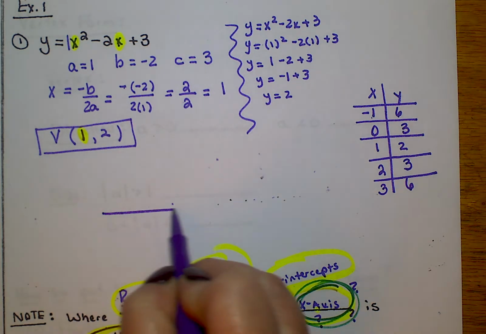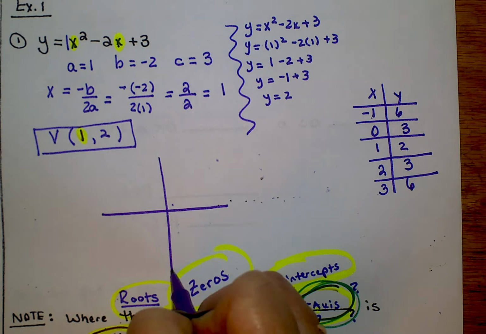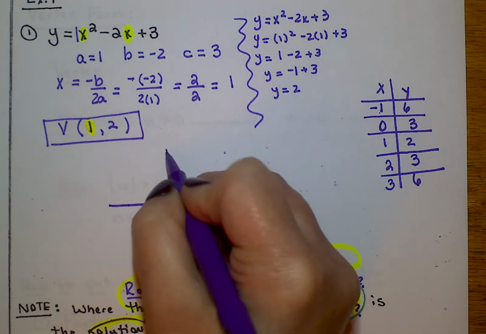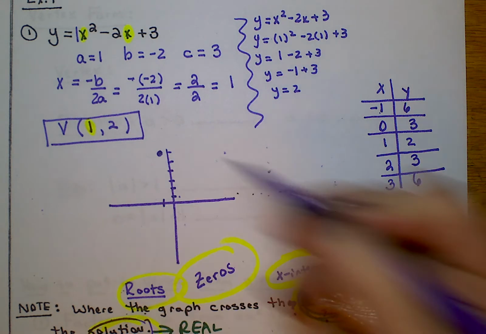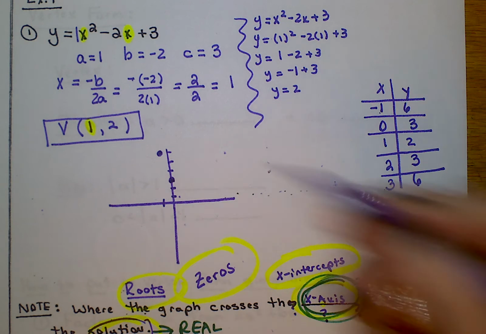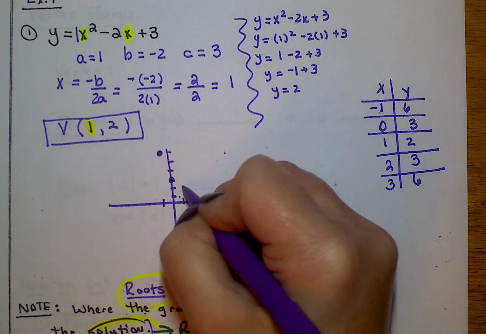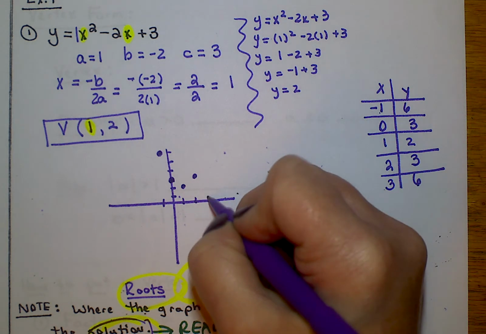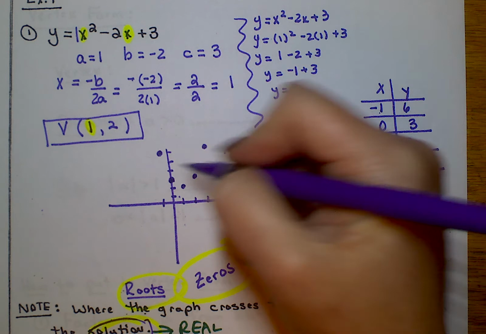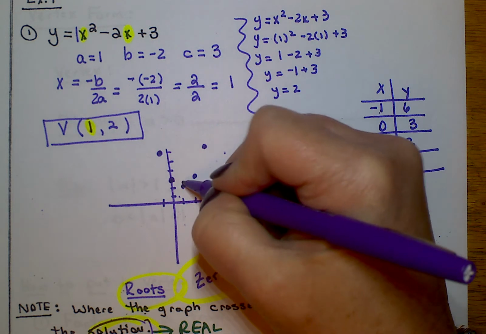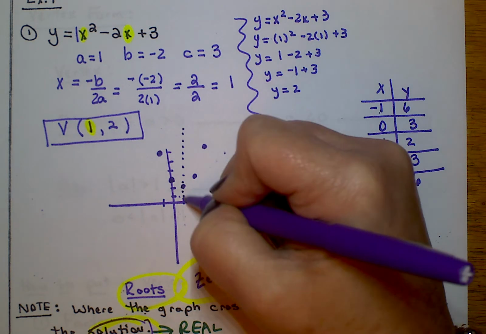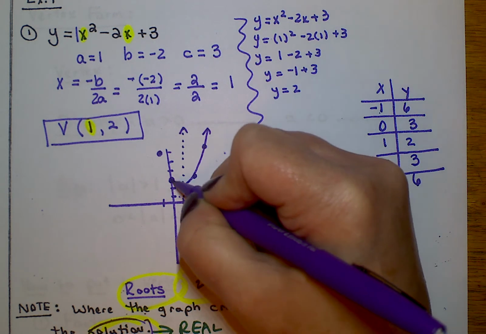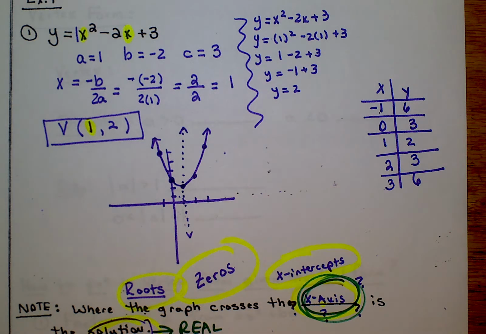Okay, when I draw this graph, I want to connect these with a U-shaped curve. So we'll have -1, 6, 0, 3, 1, 2, 2, 3, and 3, 6. So this will be that axis of symmetry that's going through that vertex. So we'll draw the parabola, and it's going upward.